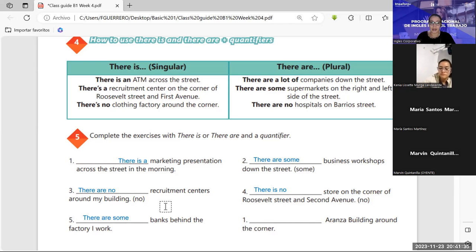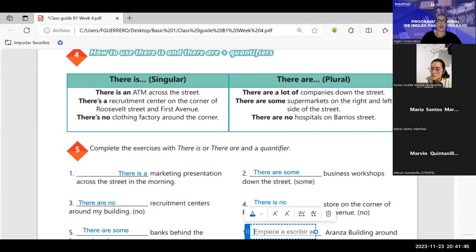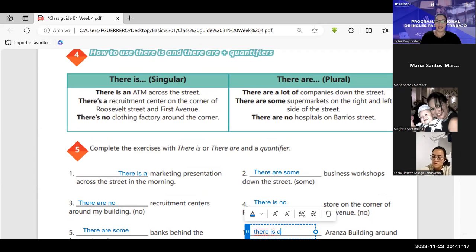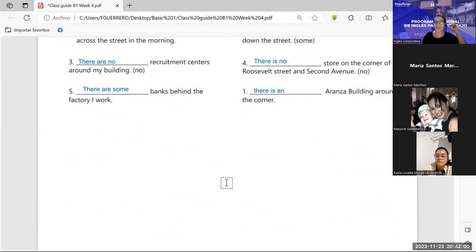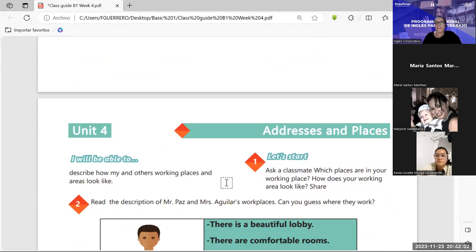Okay, in the next one maybe it could be: There is an Aranza building. An Aranza building. There is an Aranza building around the corner. Excellent, Marjorie. Thank you so much for sharing. Excellent job. Congratulations to everyone.